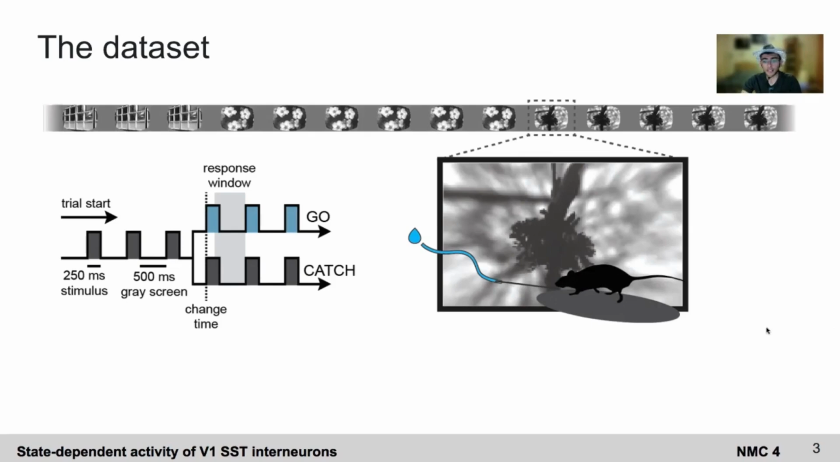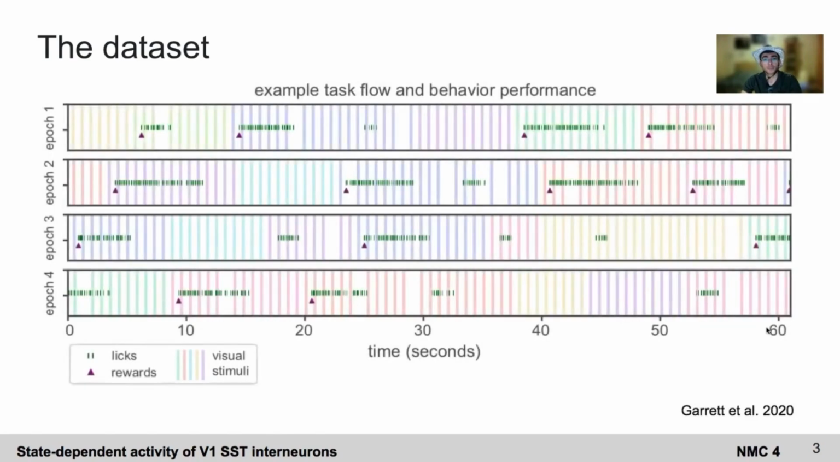Here we see the task design and the task flow of the behavior performance of the mouse. We see rapid succession and repetition of displaying the stimuli to the mouse, and we see the collection of the reward, shown in the purple triangles, and the licking of the mouse, shown in the green lines. It's good to note that a small percentage of the stimuli are randomly omitted to account for different analyses and to account for reward expectation error, which we will see in the coming slides.